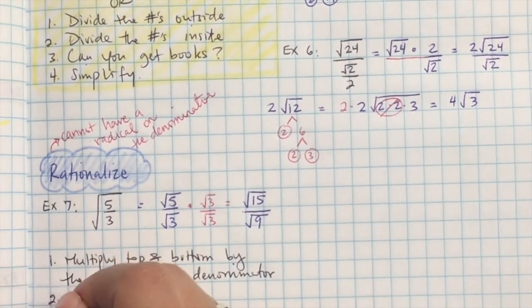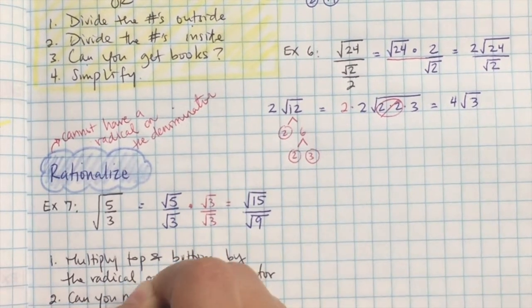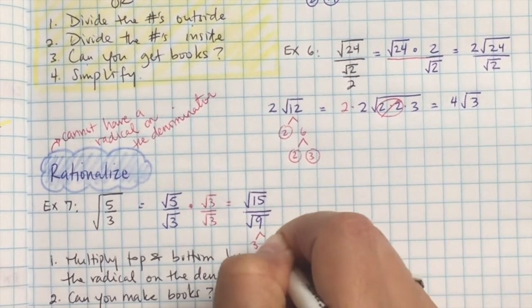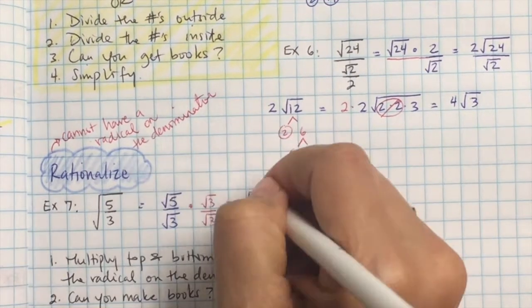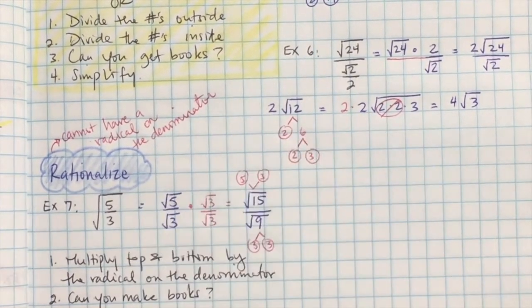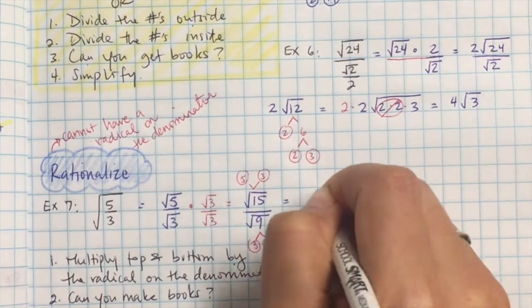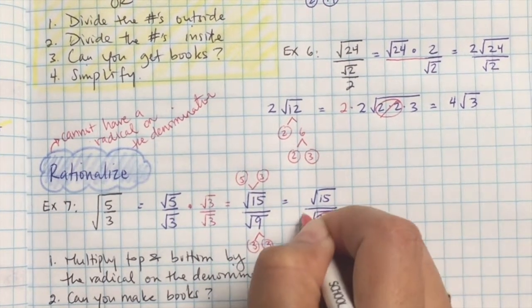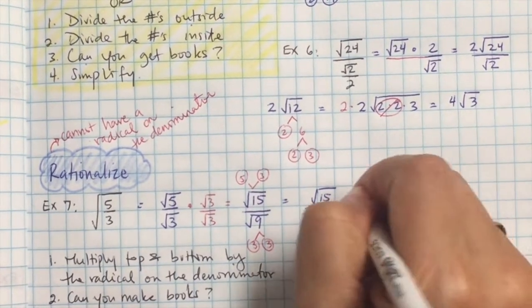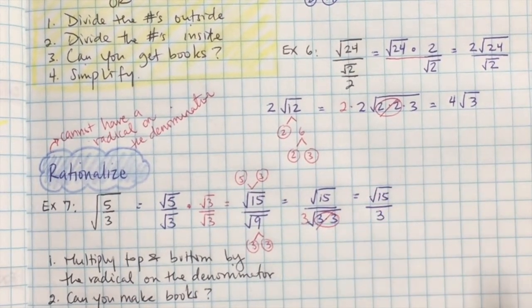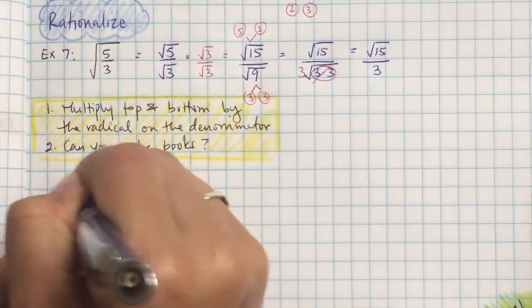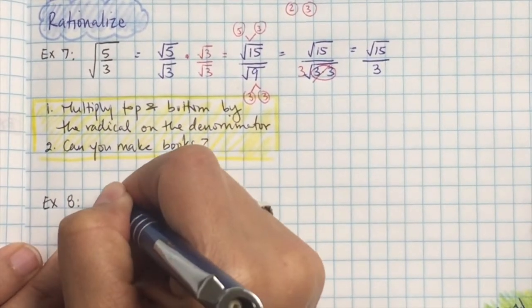Right, then always check, can you make books? Can you make books? That's how you simplify. So 15 breaks down to 5 times 3, and 9 breaks down to 3 times 3. I can make a book on the bottom one, right? So the top one's going to stay radical 15. On the bottom, I'm going to make a book of 3. Put it outside, nothing left inside. So now I have radical 15 over 3. And you see, I got rid of the radical. That's the whole point. That's what rationalizing means. Getting rid of the radical on the bottom because you can't have it in an answer.